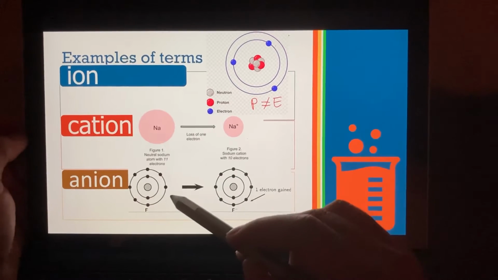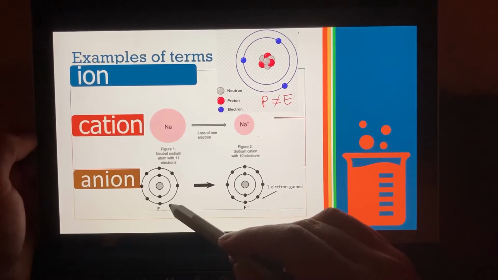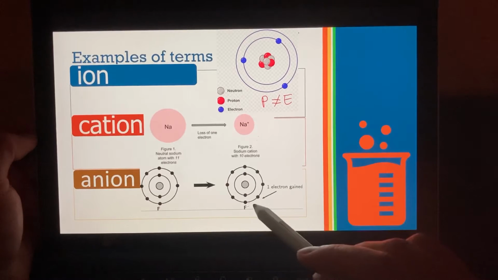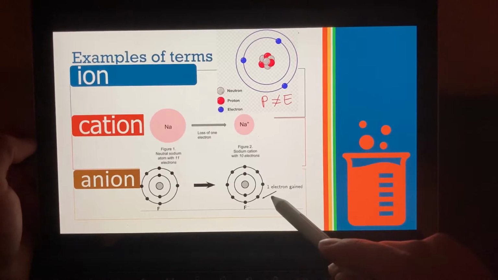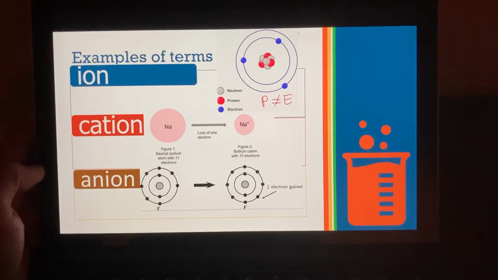An example of an anion is fluorine, and as you can see here, it gains an electron. The reason for this is because of the ionization energy, which we'll discuss on the next page.